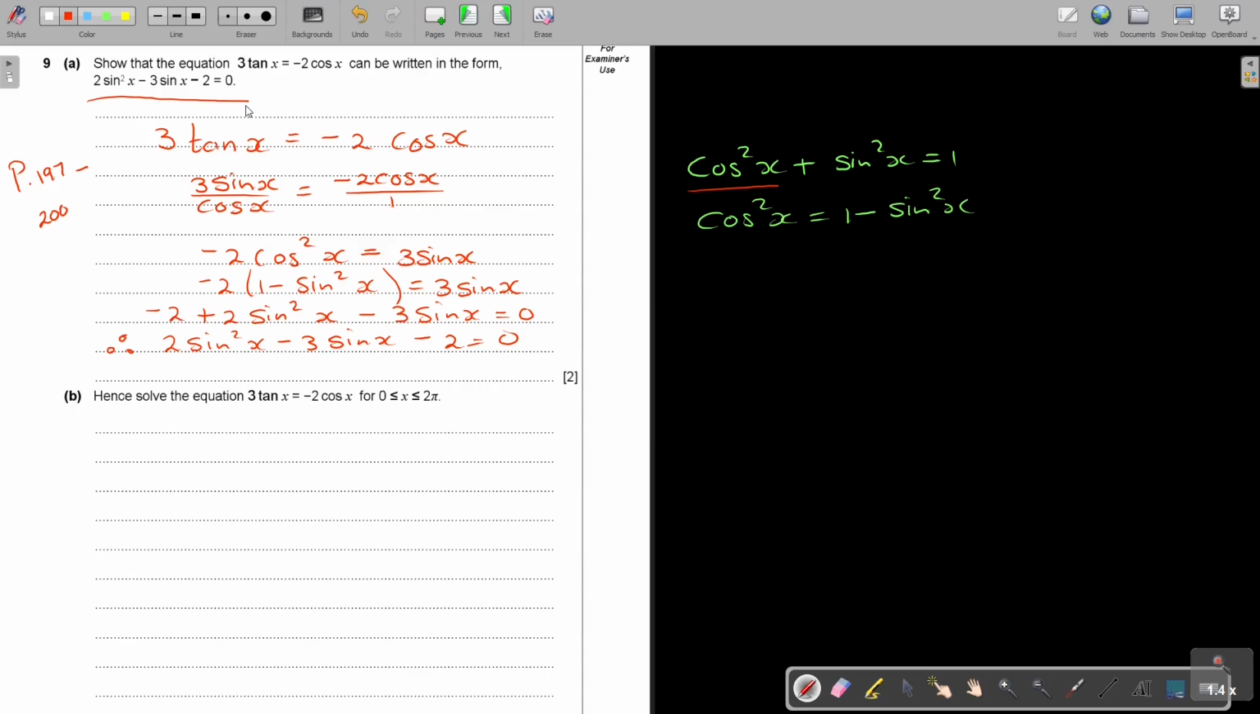So hence solve the equation. Now they give you the original, but it's again this word hence. So they wanted you to use that one that you derived. Okay, but very, very important. It's in radians. So your calculator must be on radians if you're going to work with the calculators. And if it's 0 to 2 pi, so it's actually saying 0 to 360. Okay, so let's just start.